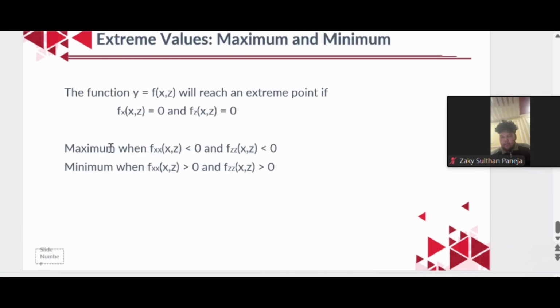And then this is the last, extreme values, maximum and minimum. We have the function where f_x(x,z) is 0 and f_z(x,z) is 0 too. The maximum is when f_xx less than 0 and f_zz less than 0 again, and the minimum is when they are more than 0.